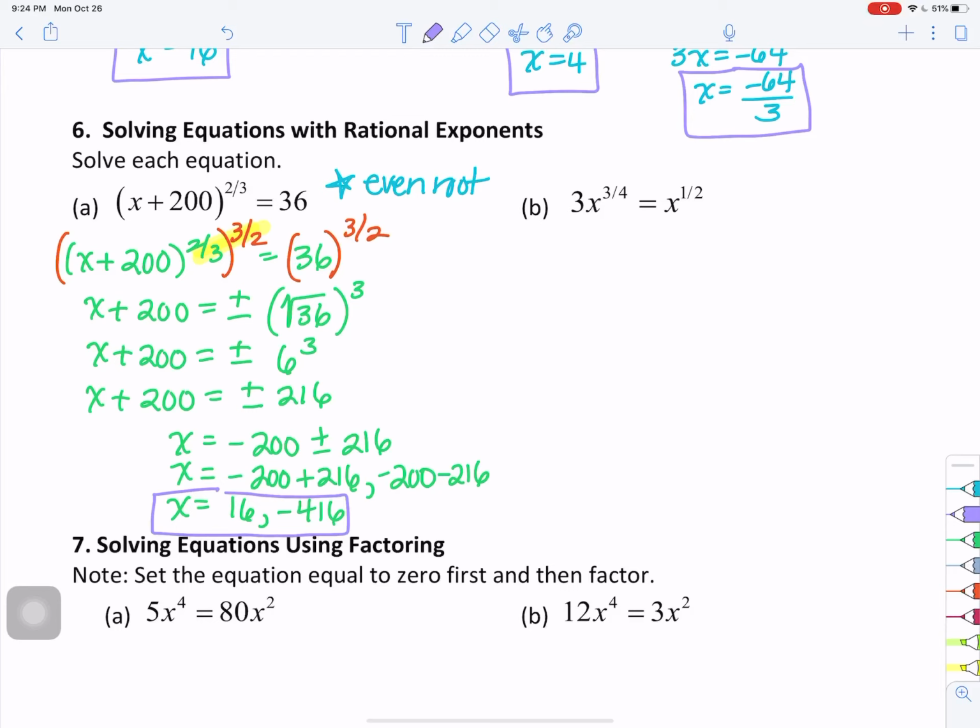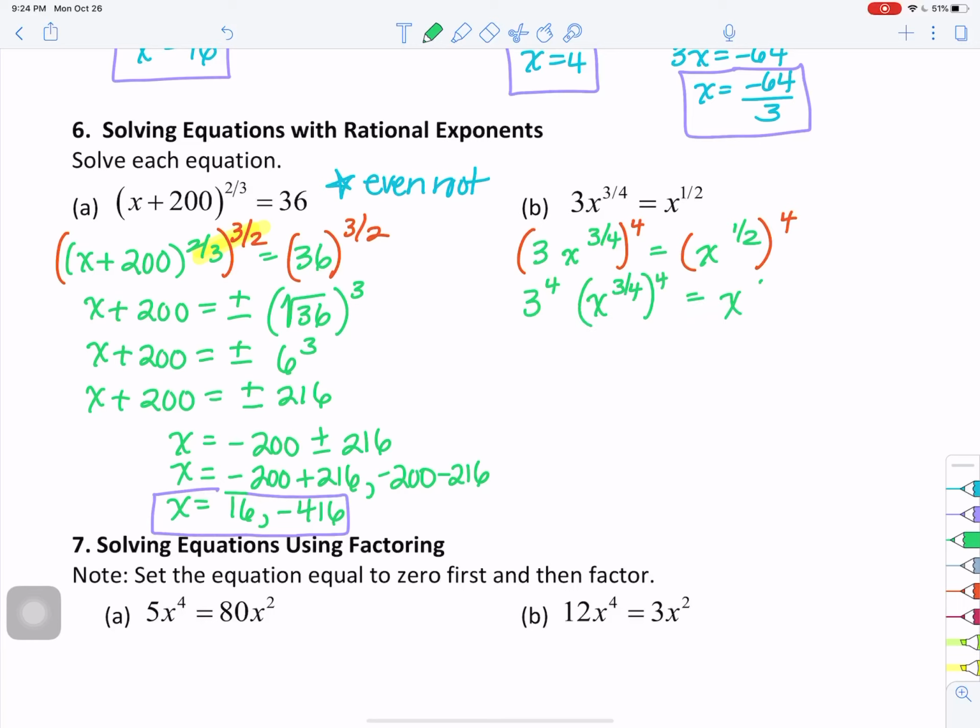Okay, let's look at 6b. So I can go ahead and rewrite this as 3x to the 3/4 equals x to the 1/2 power. We are going to raise both sides to the 4th power. Even though 4 is an even number, we're not taking a root. We're just raising it to a power. And there's something we need to be careful with here. 3 gets raised to the 4th power, and x to the 3/4 gets raised to the 4th power.